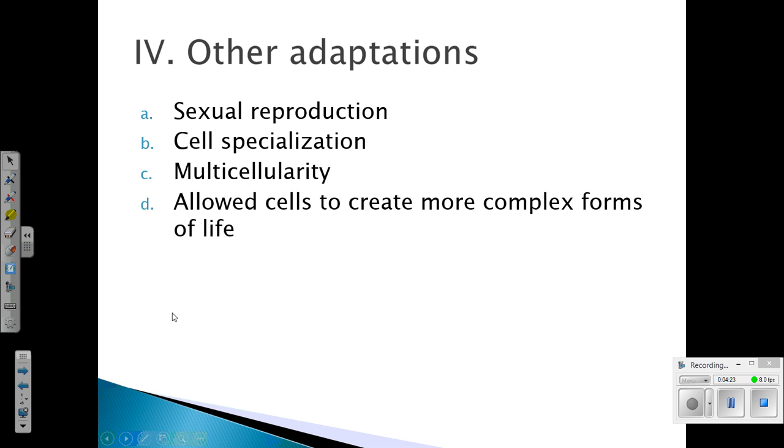Other things that came up over time include sexual reproduction. Obviously, the first cells were asexual reproducers. Then there was cell specialization, which means an organism would have different kinds of tissues that do different things, unlike unicellular organisms. And that allowed more complex forms of life to become available.